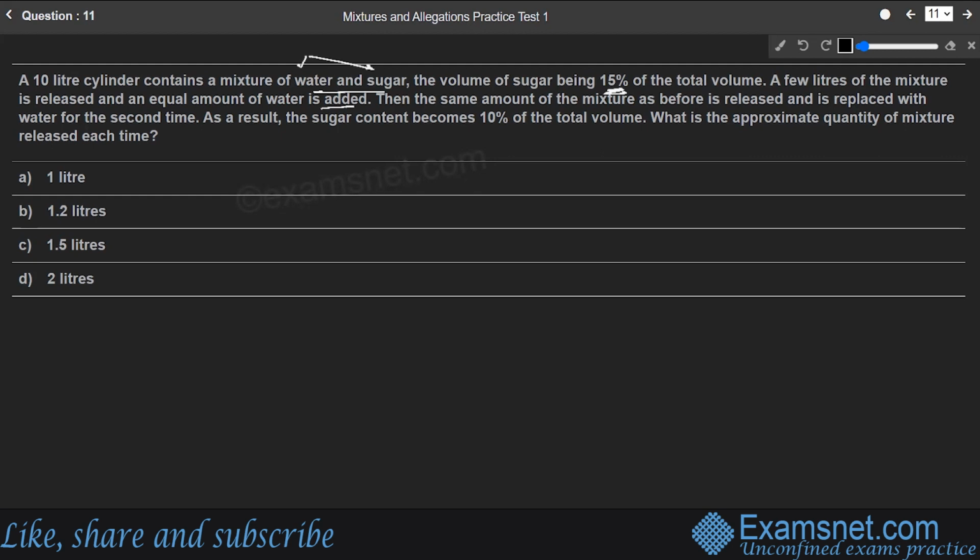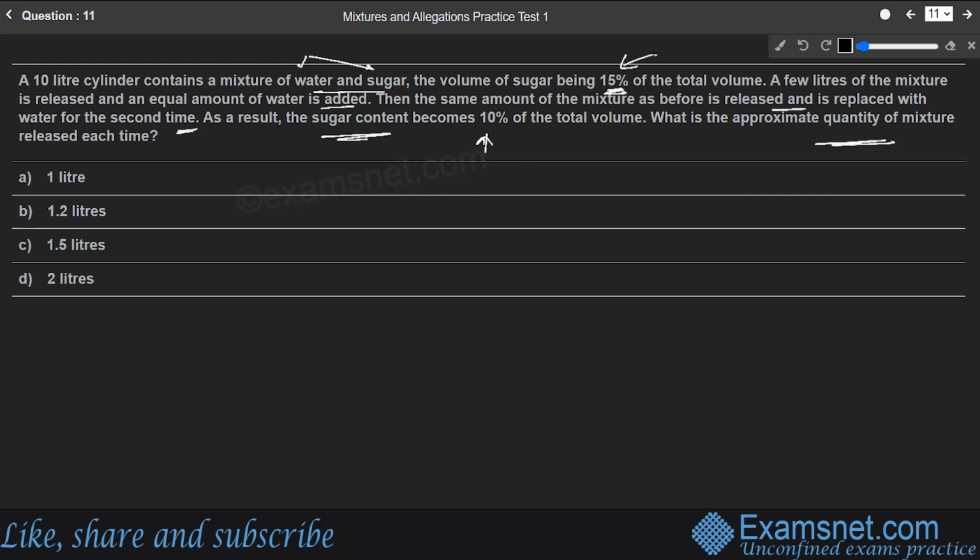Then they say a few liters of the mixture are released and an equal amount of water is added. How much has been removed, they don't tell, but some part has been removed and an equal amount of water is added back. Then the same amount of mixture as before is released and replaced with water a second time. So the process has been done twice. As a result, the sugar content becomes 10%, which was initially 15%.